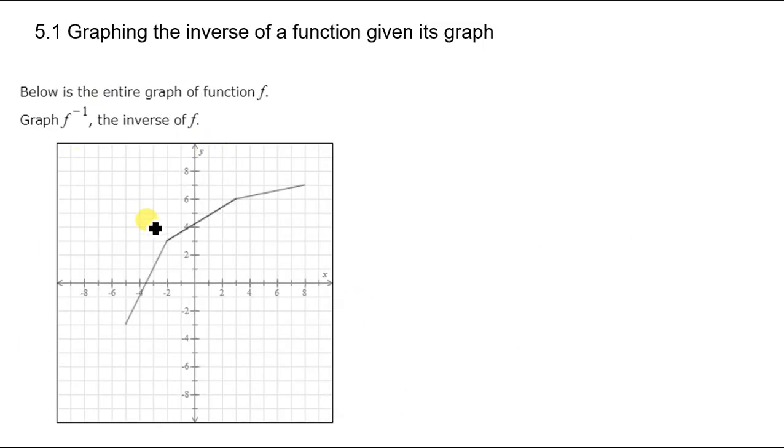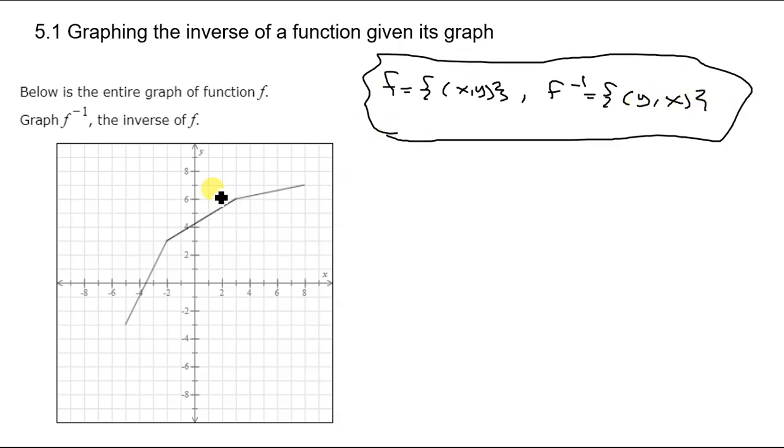Now let's consider some examples where we're given the graph of a function and our goal is to graph the inverse of f. Remember that if we have a function f and it's an ordered pair x comma y, then the inverse function is determined by the reverse ordered pair. So we're going to apply this idea in order to draw this graph. We're effectively going to flip this graph over the line y is equal to x. We're going to flip this graph over this line.